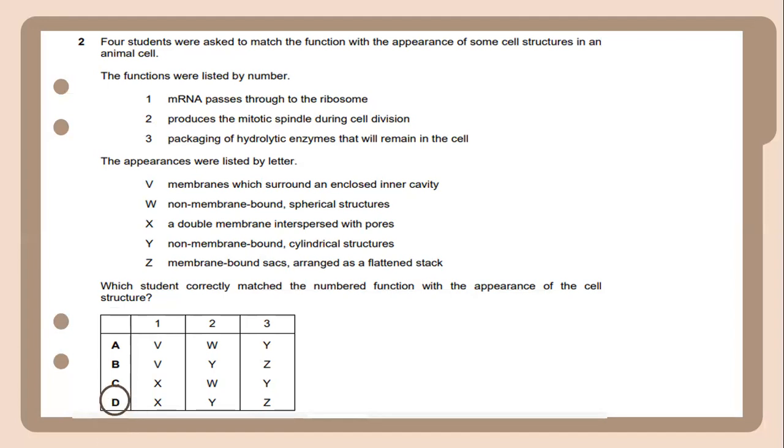The answer will be 1. mRNA passes through to the ribosome is actually referring to the appearance of a double membrane interspersed with pores. Number 2 is actually the appearance of non-membrane bound cylindrical structures. And number 3, which is packaging of hydrolytic enzymes that will remain in the cells, is actually the appearance of a membrane-bound sac, which is arranged as a flattened stack.